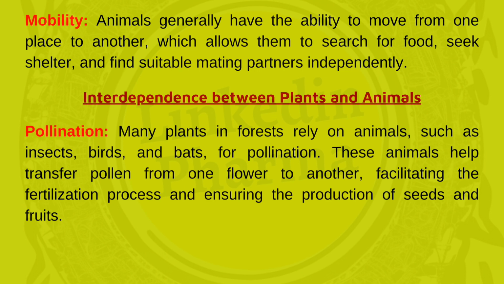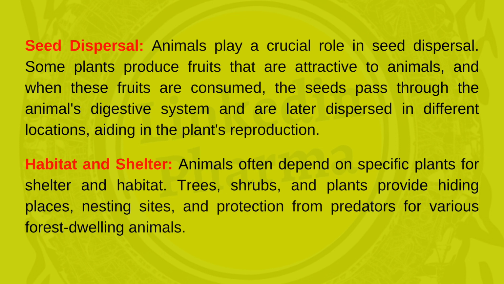Interdependence between plants and animals. Pollination. Many plants in forests rely on animals, such as insects, birds, and bats, for pollination. These animals help transfer pollen from one flower to another, facilitating the fertilization process and ensuring the production of seeds and fruits. Seed dispersal. Animals play a crucial role in seed dispersal.